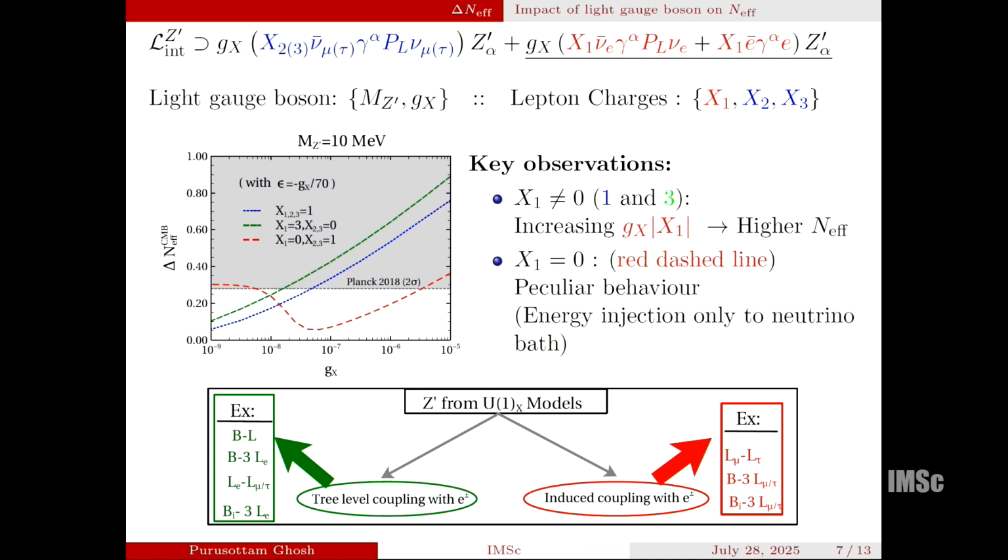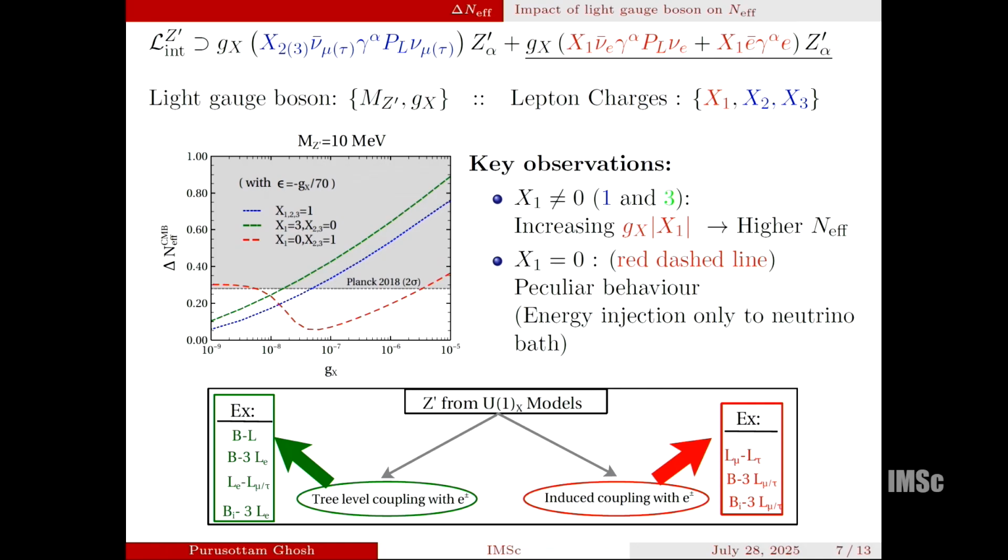Okay, so there is a very important point in this plot. Particularly, the blue and the green lines correspond to x1 not equal to 0. That means this interaction is present. If it goes from the blue to the green line, the effective charge gx times x1 increases from 1 to 3. Therefore the green one has the higher N effective value. On the other hand, for the case of x1 equal to 0, when this interaction is absent, I mean the Z prime interacting with the electron positron is absent, then it shows a peculiar behavior.